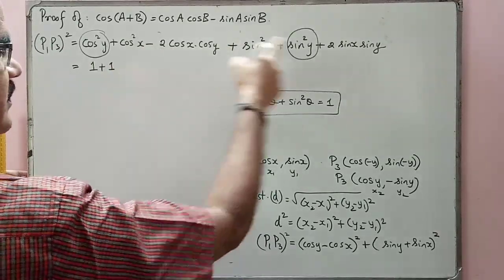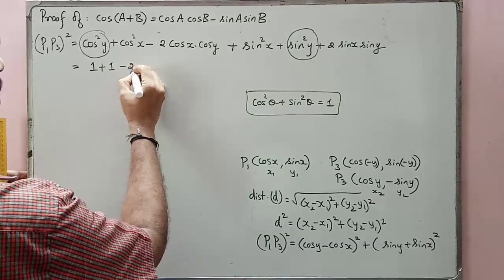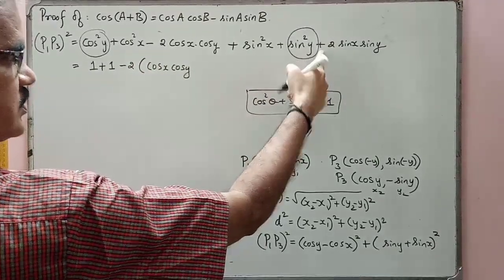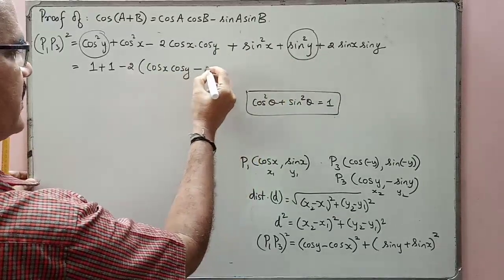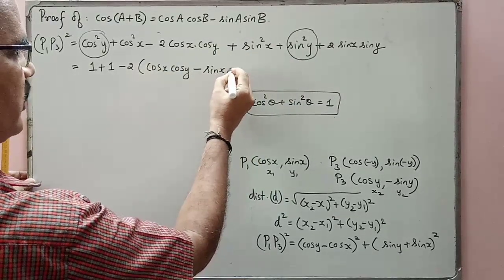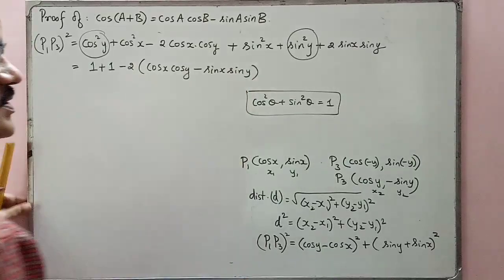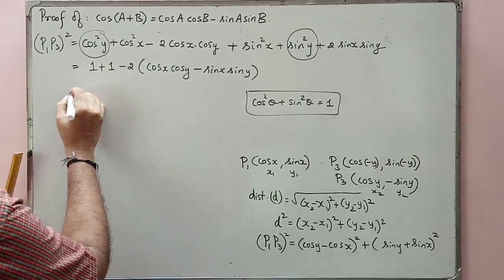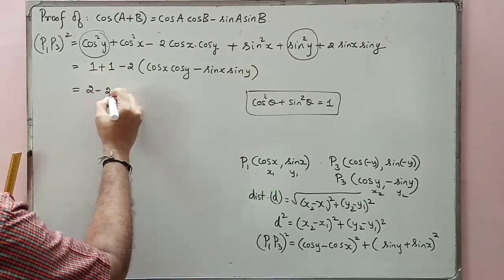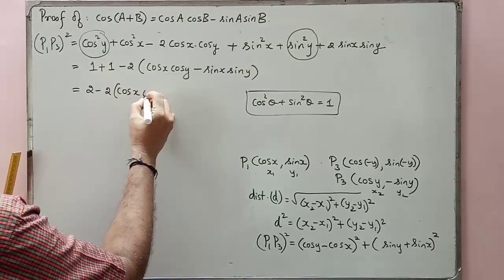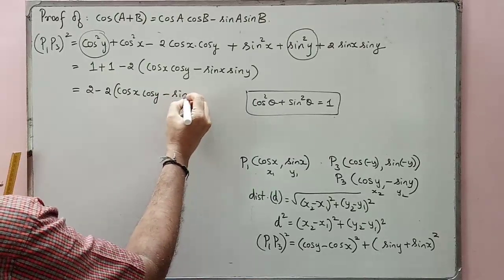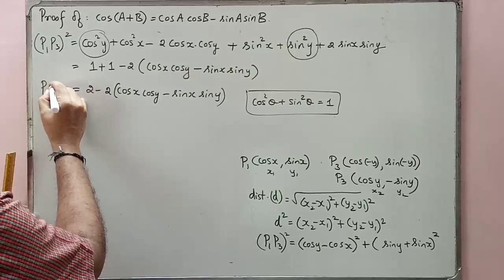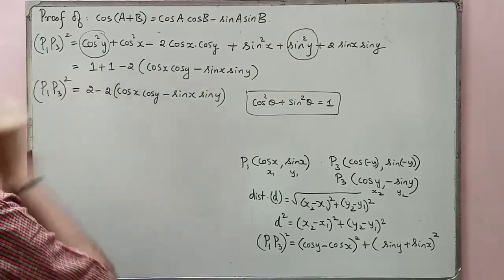Now in this I am taking minus 2 as a common term. So what do I have? Cos x cos y. This is plus, so I have taken minus out, so it should change to minus sin x sin y. Do you understand, children? I have taken minus 2 outside from this term and this term. So 2 minus 2 times cos x cos y minus sin x sin y. This is your P1P3 the whole square.